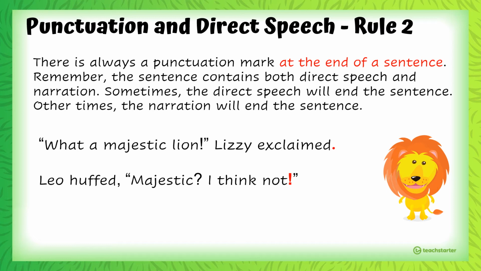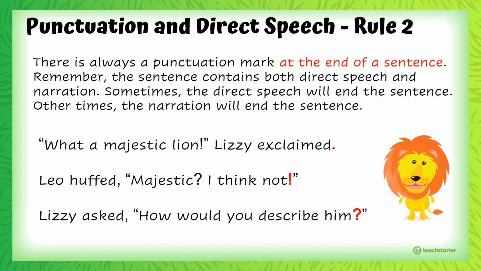In this sentence, you've got "Leo huffed". Now that's been spoken by the narrator. Now I'm only going to put a comma here because now we're going to finish the sentence by finding out what Leo said. And he said, "Majestic? I think not." Lizzie asked, once again, that's starting with the narrator telling us that Lizzie's asking it. And what did she say? The character's saying, "How would you describe him?" See how it's like a sentence within a sentence?